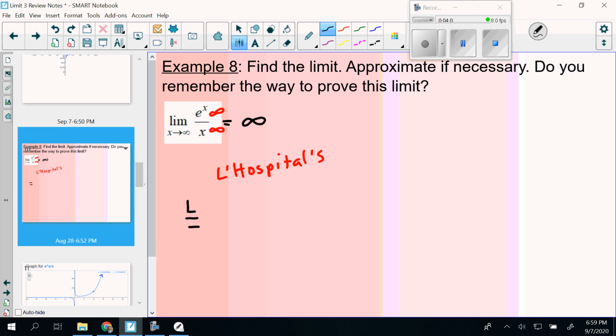So let's indicate we're using L'Hopital's. And we take the derivative of the top and bottom. Derivative of the top would be e to the x. Derivative of the bottom is 1. So what's this going to equal as we go to infinity? Yeah, infinity. That's going to get very large as x gets very large.